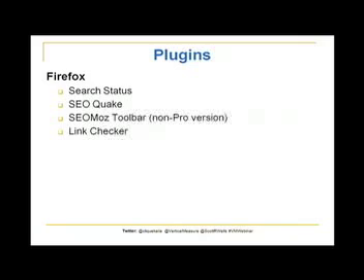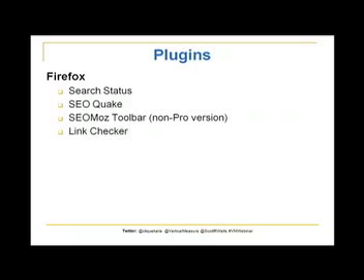So Search Status allows you to see page rank. It can show you the cached version of a page. It can show you the no-follow links on the page. So that one's just a default for me. SEO Quake, same kind of thing. It has a lot of those similar aspects, and I use those in tandem with each other.